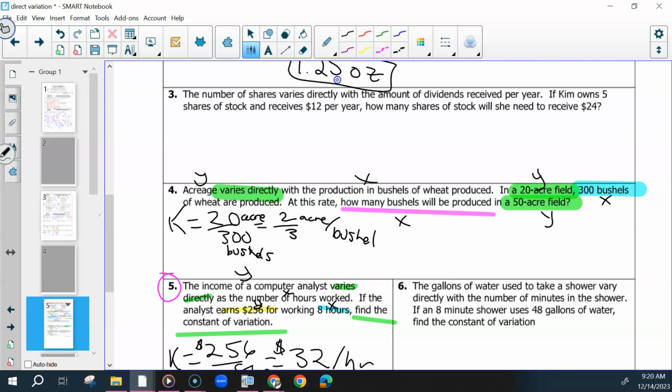Alright, and then to find our x, how would we set that up? It wouldn't be 2/3 because it's 20 over 300. Right, because then it would be 2 over 30, which would be 1 over 50. Remember.